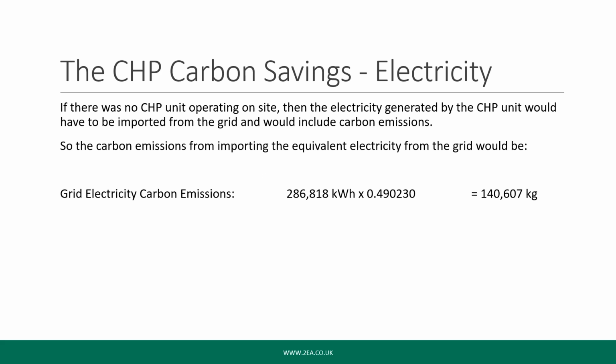Again, as before, if there was no CHP unit operating on site, then the electricity generated by the CHP would have to be imported from the grid, and this would include carbon emissions. So the carbon emissions from importing the equivalent of electricity from the grid would be this, which equates to 140,607 kilos.